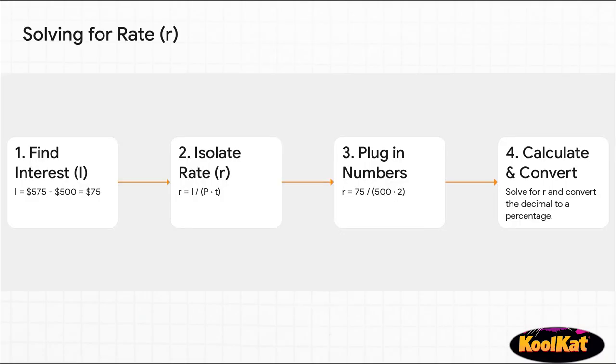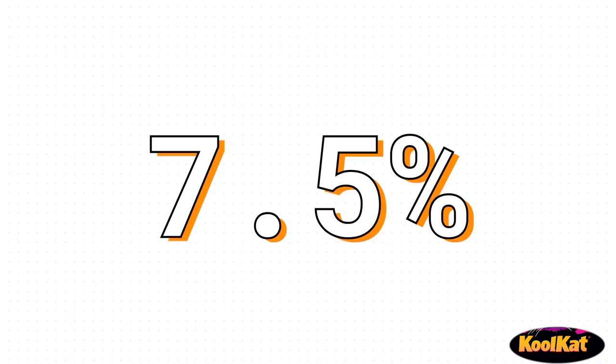So first, you got to notice they didn't give us the interest I directly. We have to find it ourselves. The investment went from $500 to $575, so the interest is just the difference, which is $75. Okay? Now we can shuffle our formula around to solve for R. All we do is divide the interest by the principal multiplied by the time. So our calculation is 75 divided by 500 times 2. That's going to give you 0.075. And since the rate is always a percentage, we convert that decimal, which gives us our final answer, 7.5%. See how that works? It's the same formula, we just solved for a different target. You are now totally equipped to handle these trickier problems.